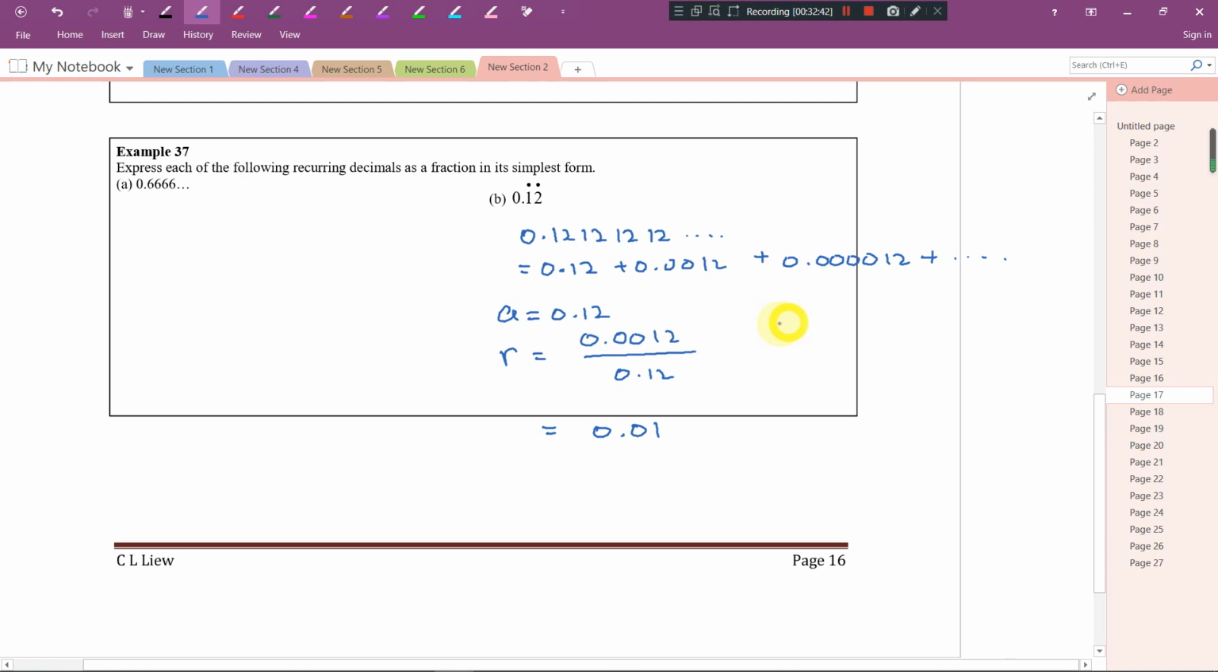Okay, so now let's use this sum to infinity formula to help us get the answer. a over 1 minus r. Okay, now just press the calculator.